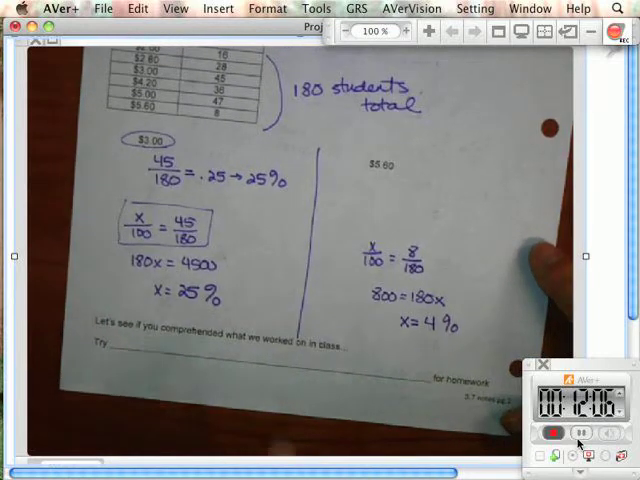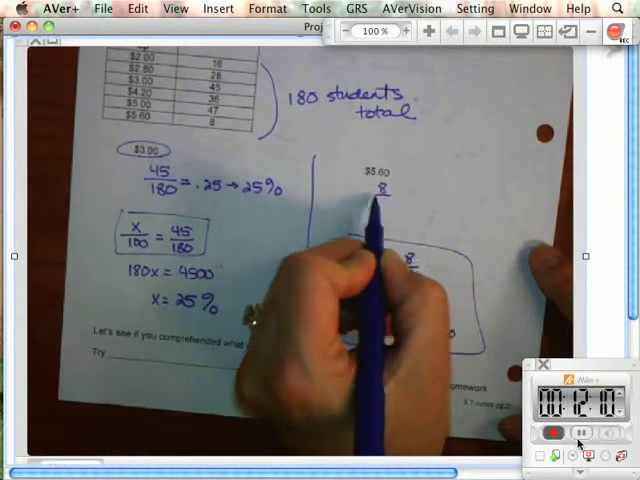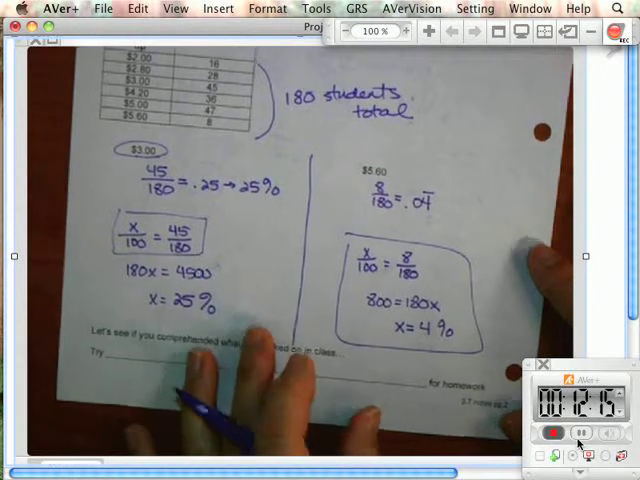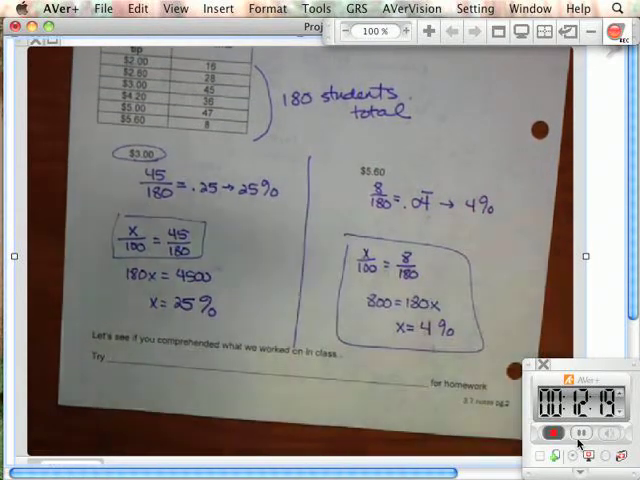If you did it this way, you're going to get 4%. If you did 8 divided by 180, which is okay, you're going to get 0.04 repeating. And I want you to write it as a percentage because that's what they're asking me. Okay?